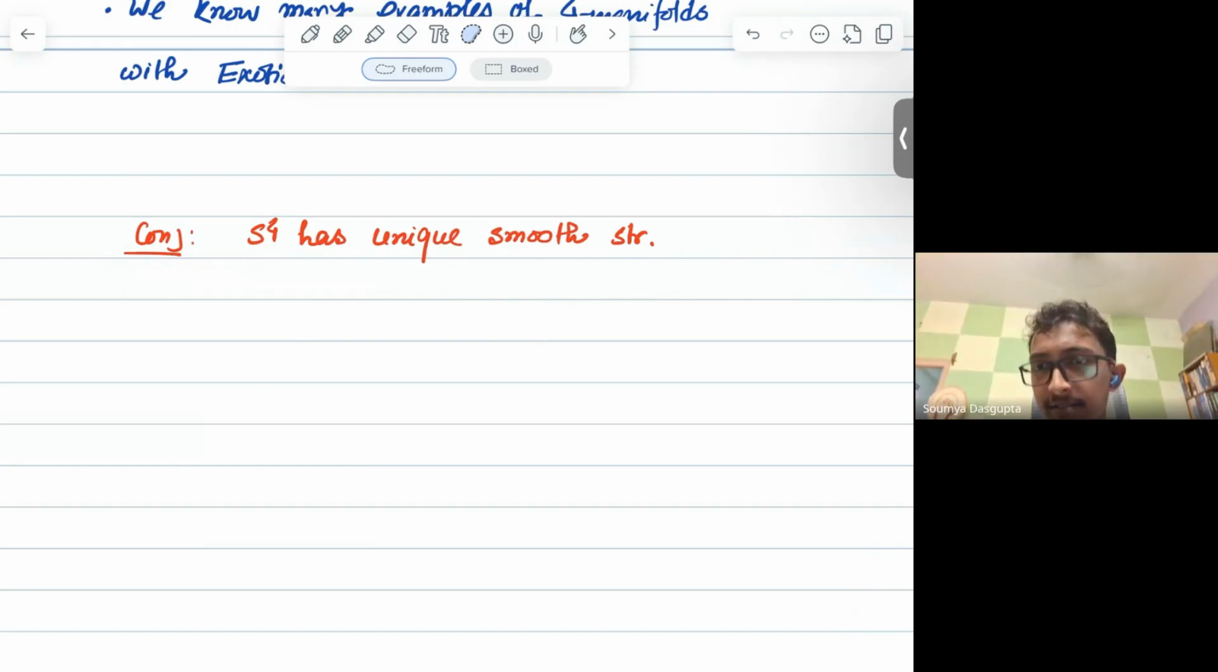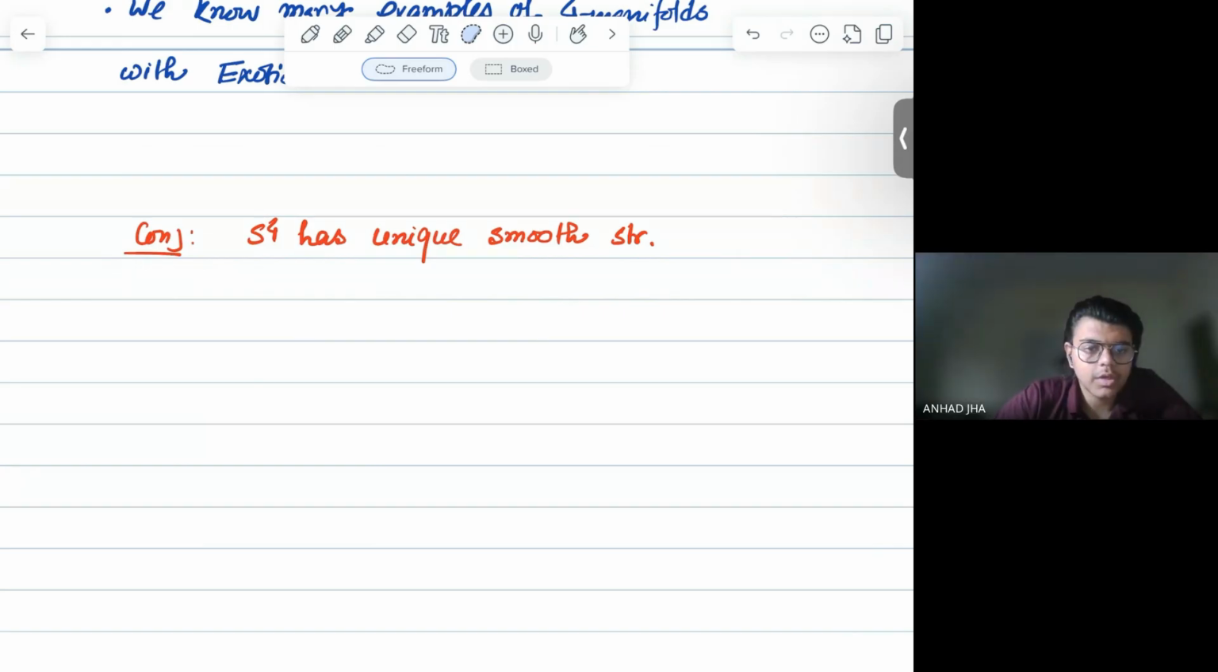So when you say smooth structure, what exactly do you mean? Can you give an example of something in lower dimension, for example, R3 or something?